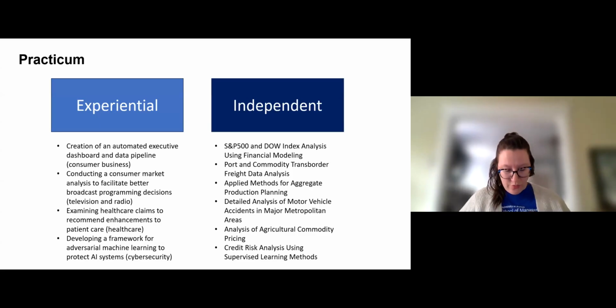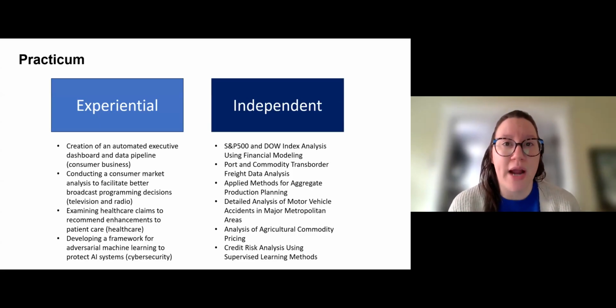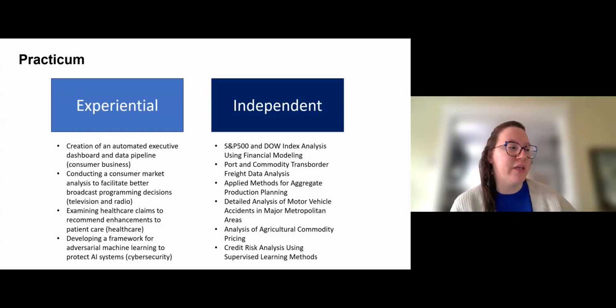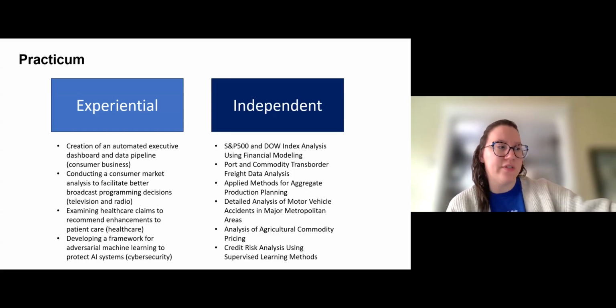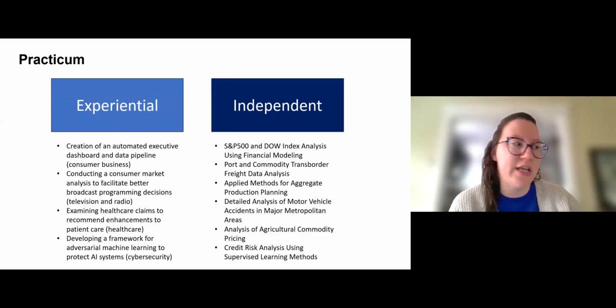And then one of the requirements of the program is a practicum. In your practicum, there are two options. You can do either an experiential or an independent practicum project. If you choose experiential, you're going to be partnered with a company. Every year we have some companies that come in with data and want students to work on it, so we offer that up to our students.